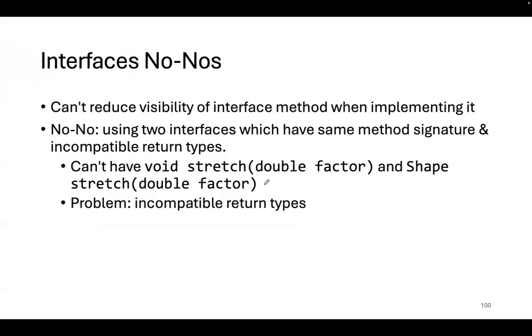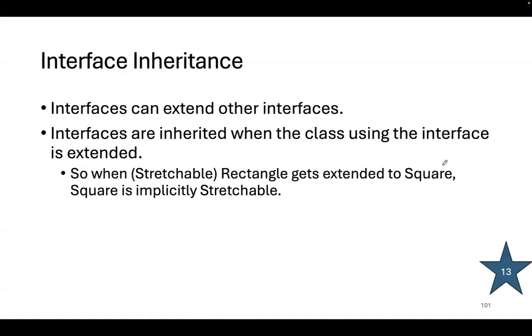And you can't use two interfaces which have the same method signature and incompatible return types. So if I have one method that's a return type of void and the other has a return type of shape, so maybe like I'm going to stretch and return a new shape. You can't implement both of those in the same class because the compiler doesn't know how to resolve that conflict. You can extend other interfaces, and the interface information is inherited throughout the hierarchy.